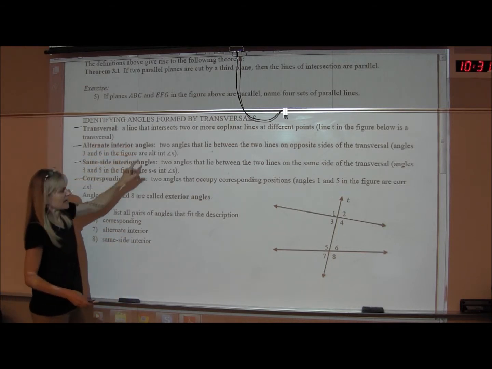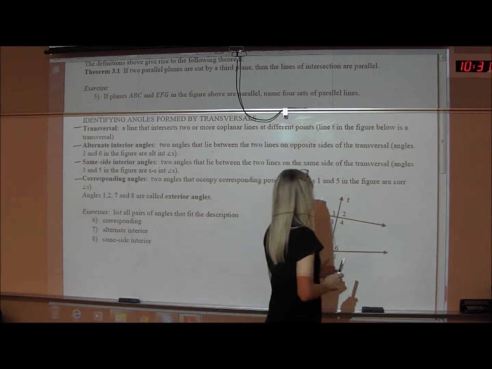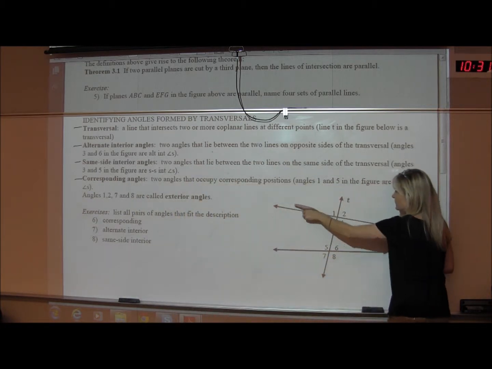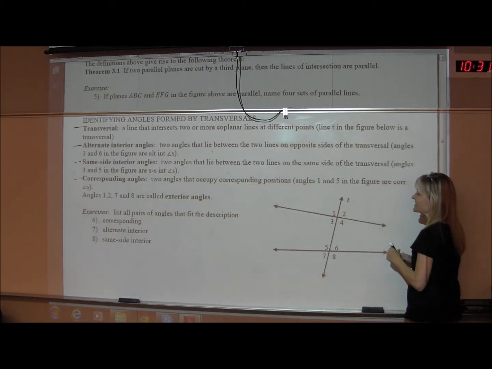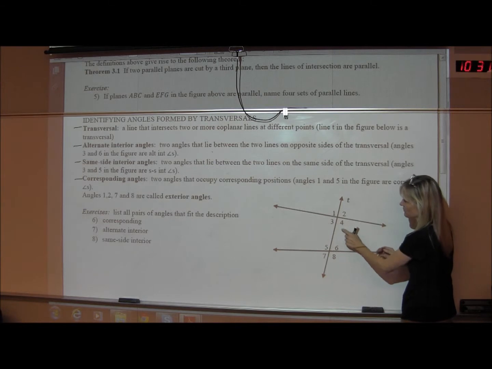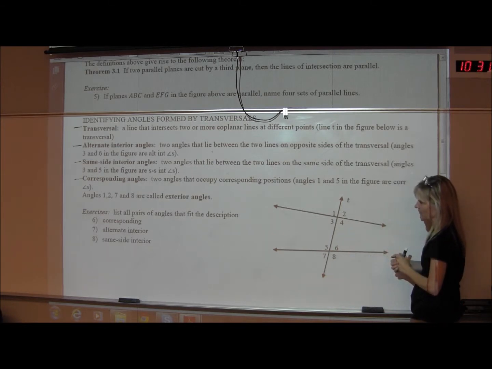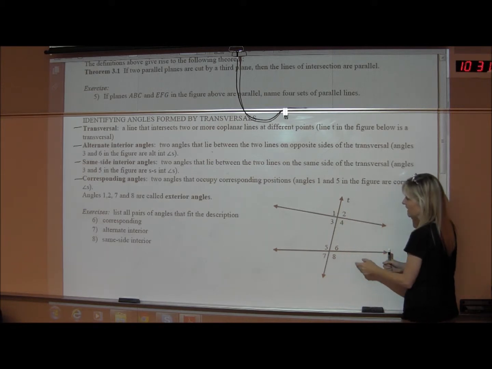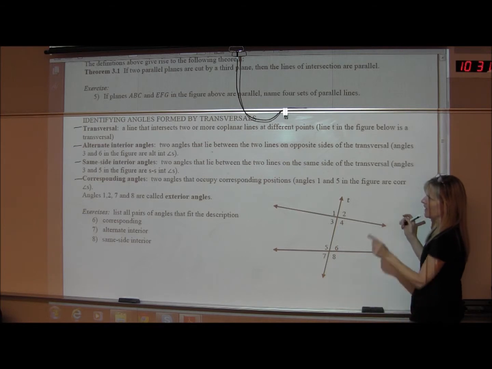Alternate interior angles. Okay. If you have 2 lines and you have a transversal, the interior angles are the ones that are on the inside, in between those 2 lines. So 3, 4, 5, and 6 are called interior angles. 1, 2, 7, and 8 are called exterior angles.